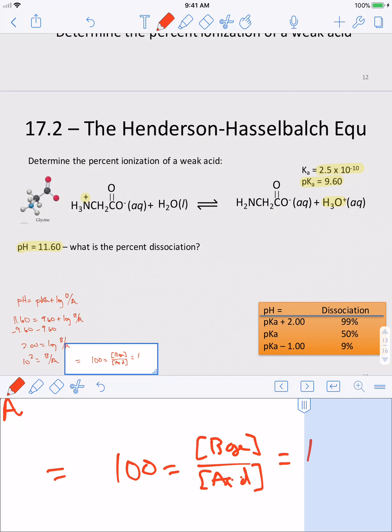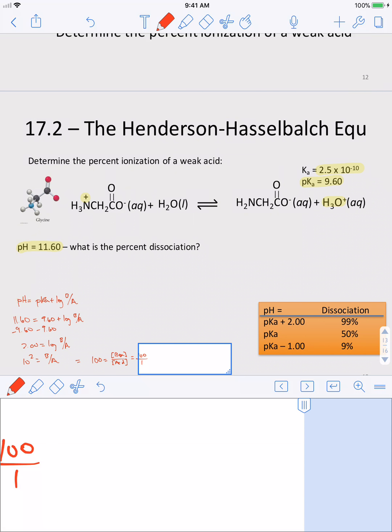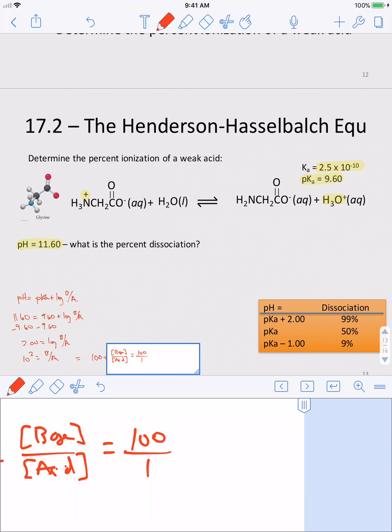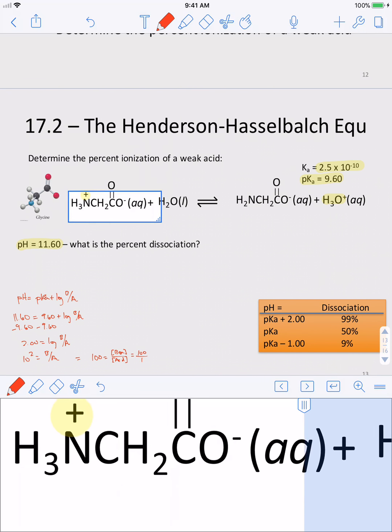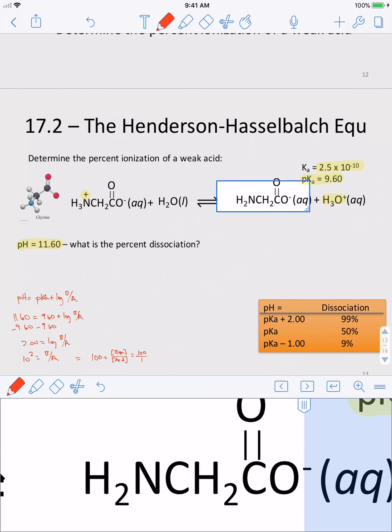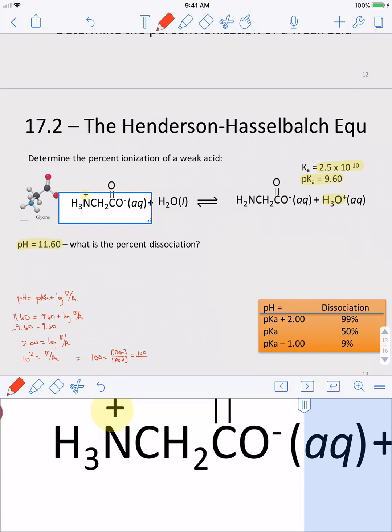So in other words, that's 100 over 1. So there's 100 in the base form for every 1 in the acid form. So if we look up here to this formula, which is the acid and which is the base? We have glycine with the proton and glycine without the proton. So this would be the acid form.